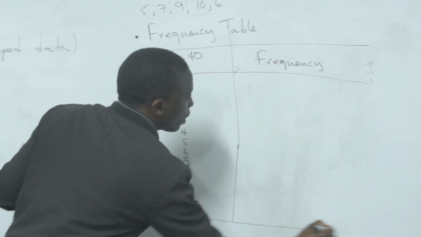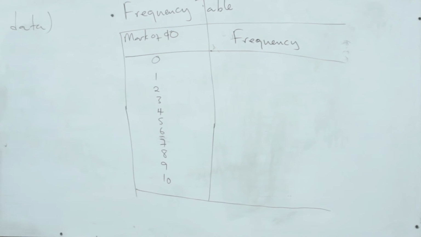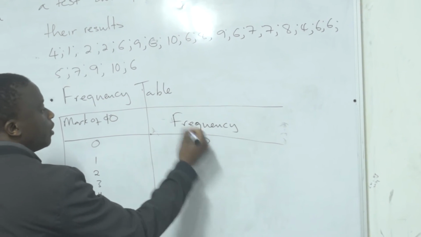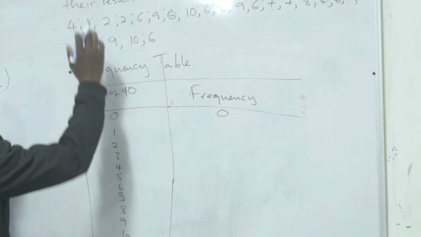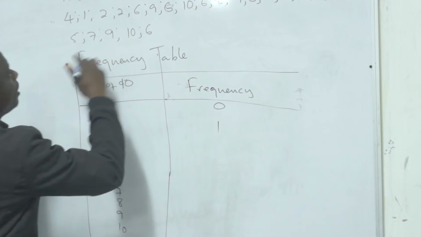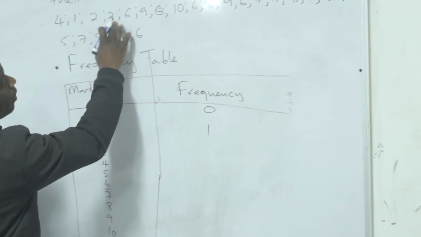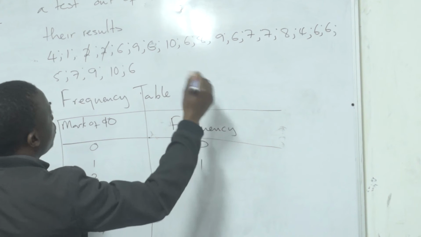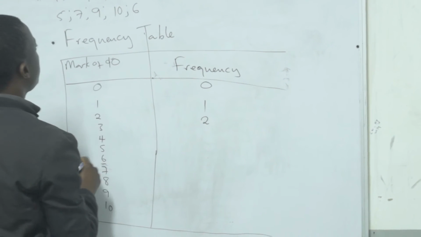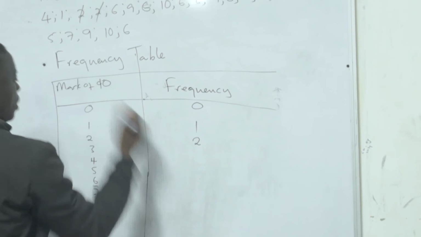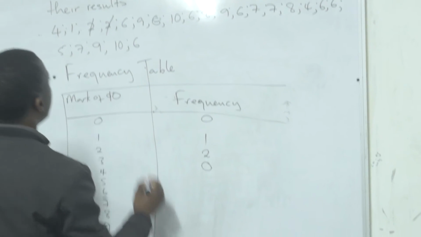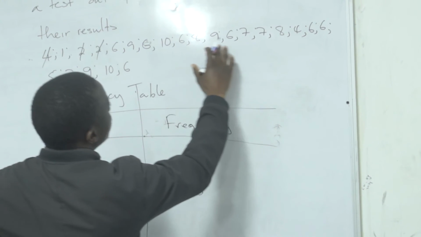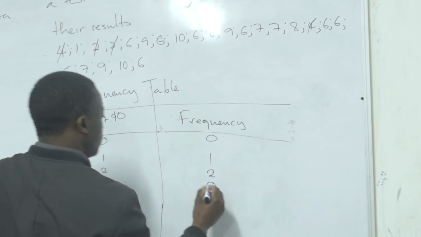So it means in this category, if we have a student who got 0, I will have a student who got 0 here on this table. How many students got 0? We have 0. How many students got 1? We got 1. How many students got 2? 1, 2. Only 2. Then students who got 3? We got 0. Then students who got 4? 1, 2. So we got 2.